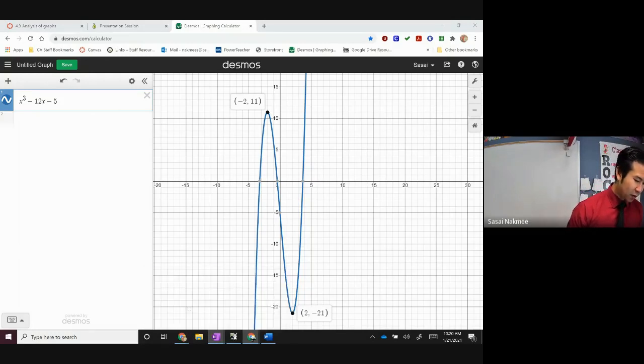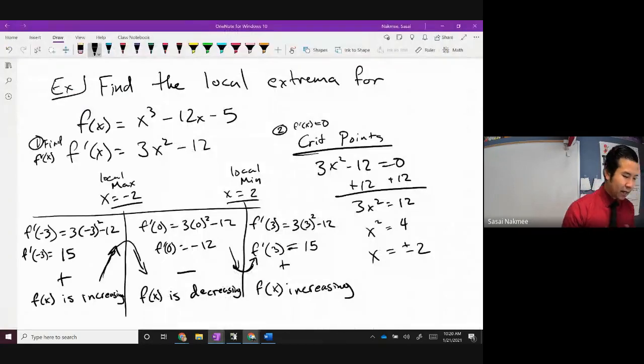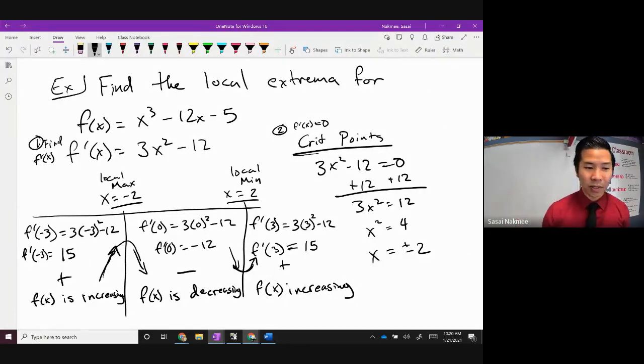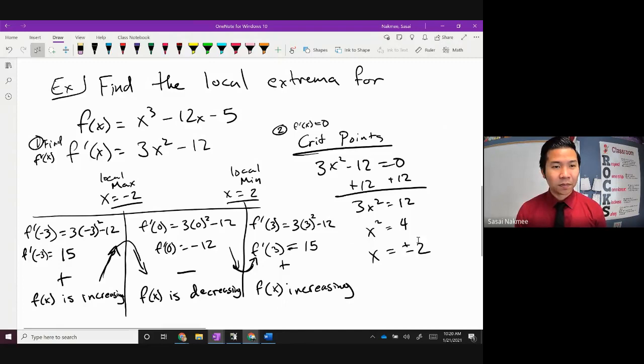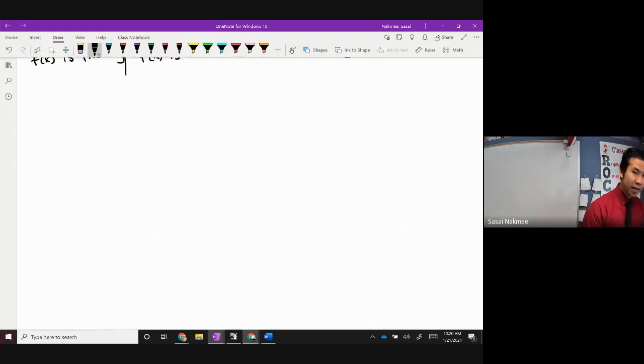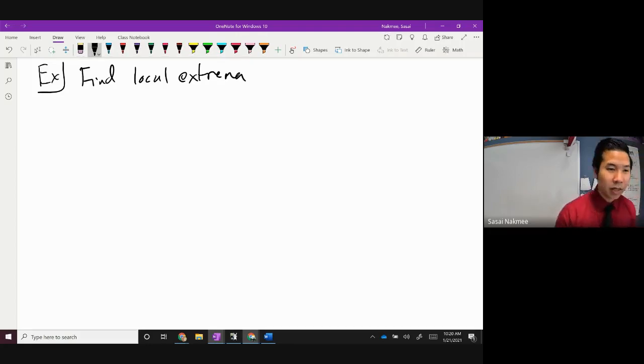Anyways, I'm going off too much on a tangent again. That's how we find local extremas, just by looking at the derivatives. Okay? So let's go ahead and try another problem. Let's do another example right here, and I was asked to, again, find local extrema.